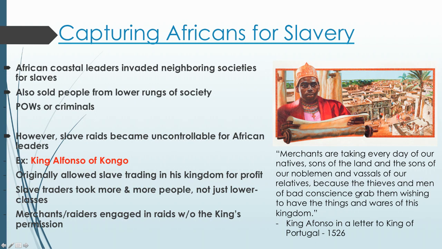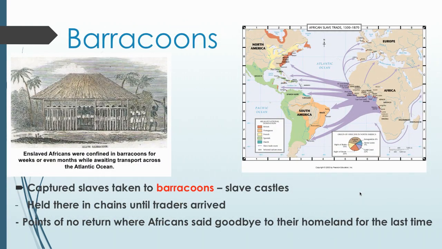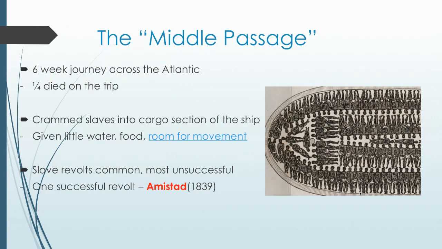Largely before they were traded, they were held in the slave castles, also called barracoons, where they would stay for days or even weeks before the merchant ships arrived to take them to the Americas. And their route, leaving from these barracoons, is one of the worst aspects of world history, something called the Middle Passage. The Middle Passage, it says 6 weeks there, but often it could be as high as 12 weeks, was the journey across the Atlantic Ocean to the Americas. On average, one quarter died on the trip because of the horrific conditions they were traveling in.